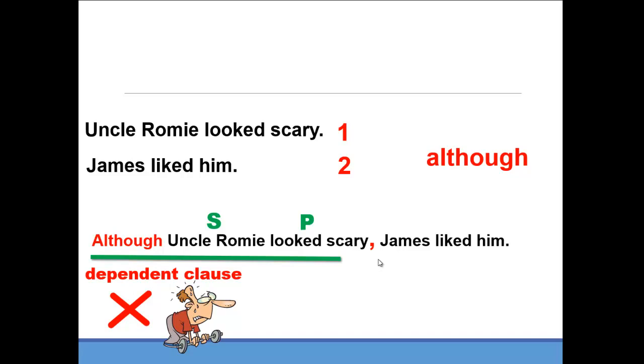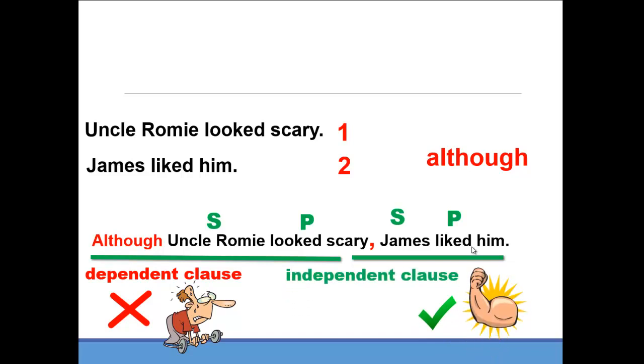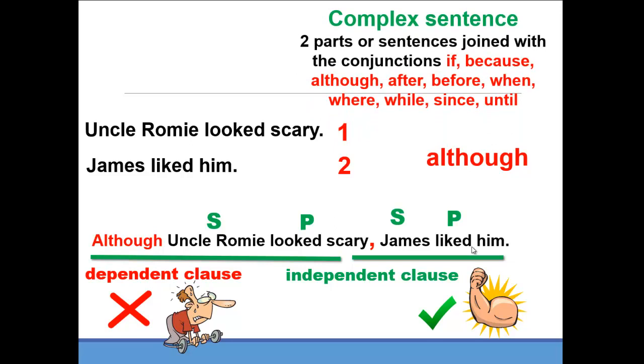Excellent. Let's check the other part of the sentence. James liked him. James is the subject, liked him is the predicate. So can I use this part of the sentence alone? James liked him. Yes, I can. It tells a complete idea. So what do I call it? I call it the independent clause. It doesn't depend on or need the other part of the sentence. The two parts make up a complex sentence.